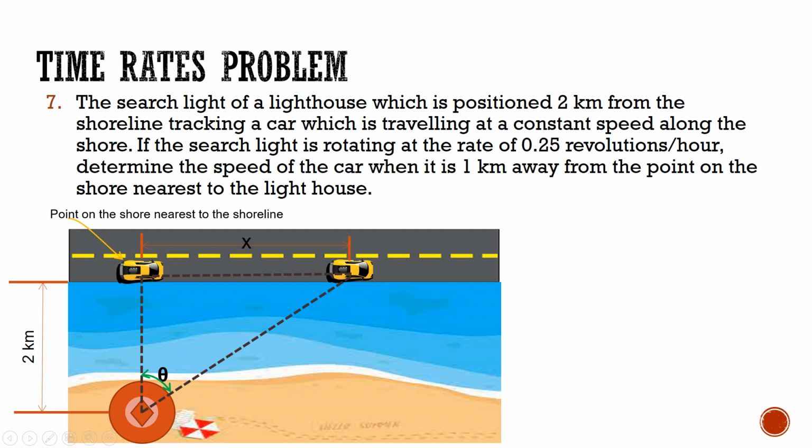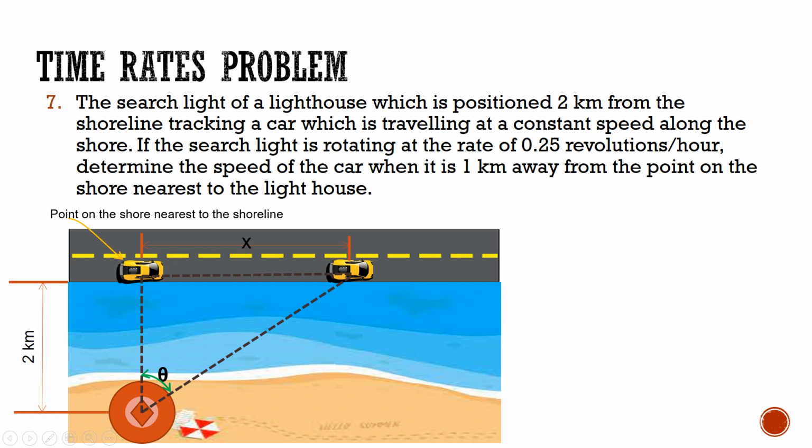So when we say a rate of rotation, that refers to the angle. So the rate is actually 0.25 revolutions per hour. So remember that if this line of sight changes from one point to another, observing this car along the road, okay, nagro-rotate yung angle niya.